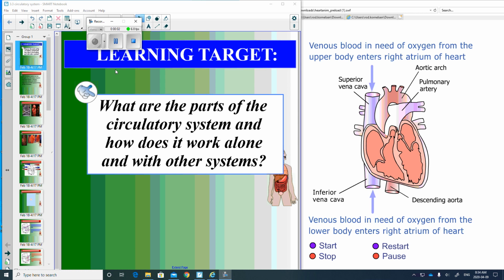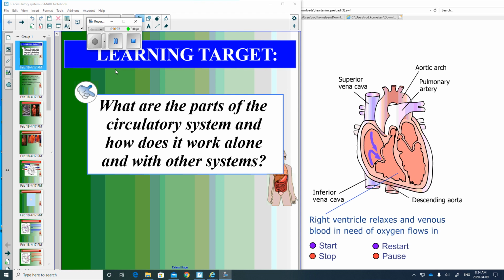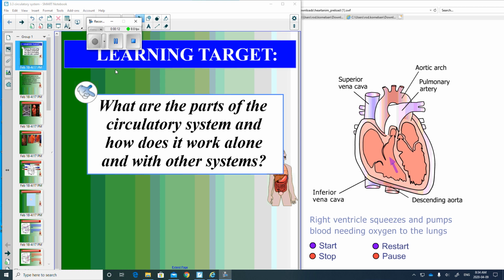Good morning and welcome to COVID lesson number 3. We're talking about the circulatory system today, the system that moves blood around your body.